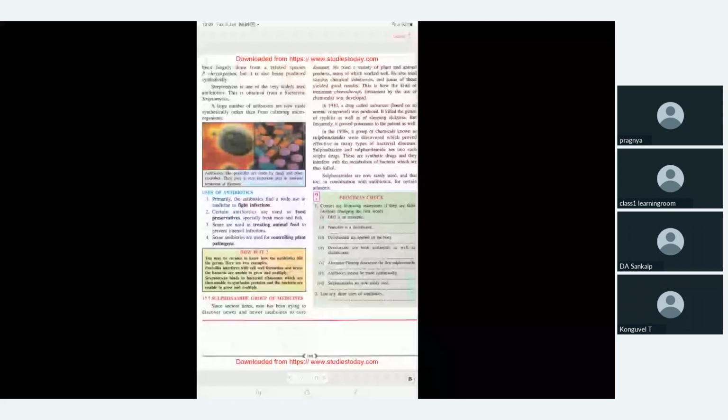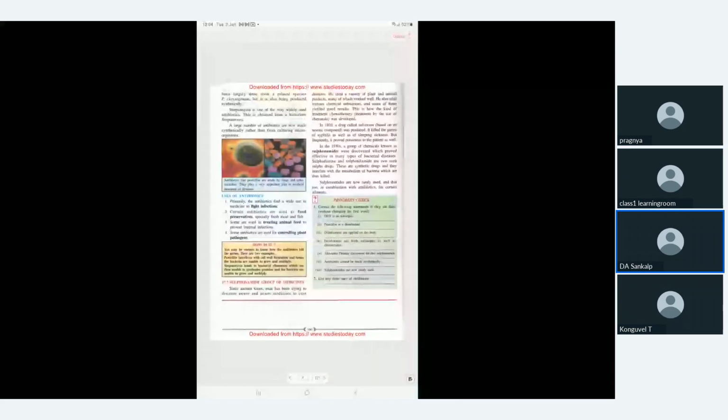Sulfonamide. What is the function of this sulfonamide? See, nowadays we use this chemical called sulfonamide to treat many pathogenic infections. Sulfonamide is one important medicine used.